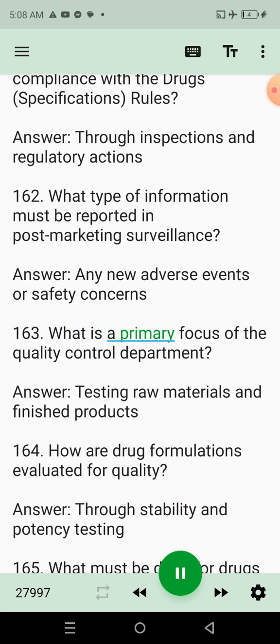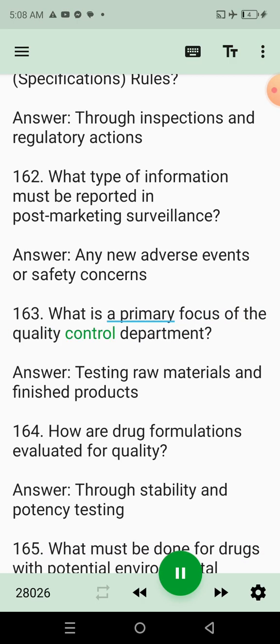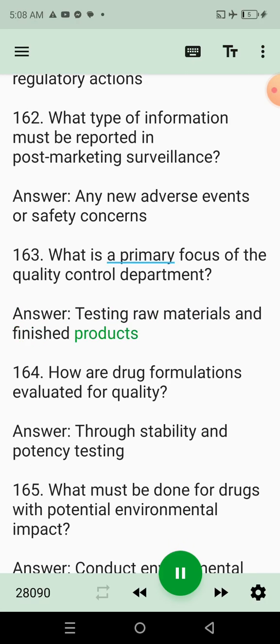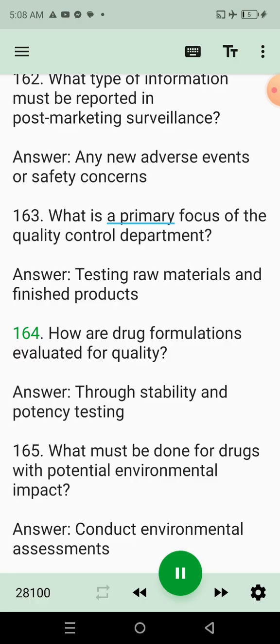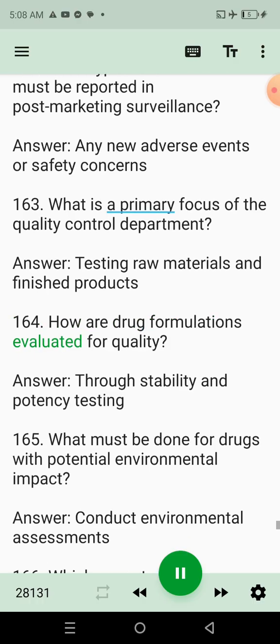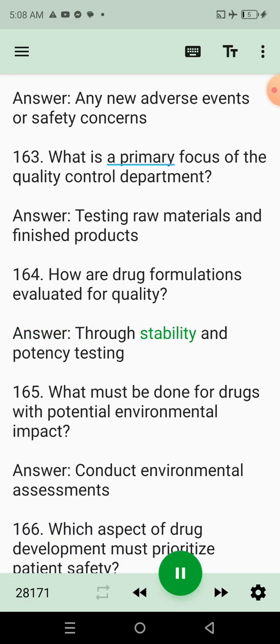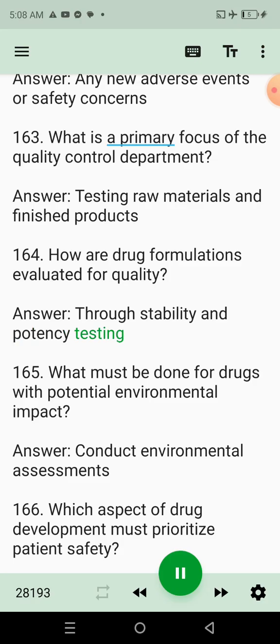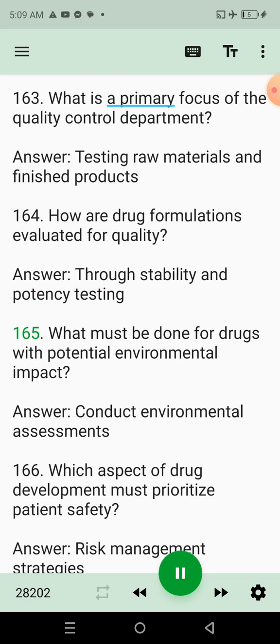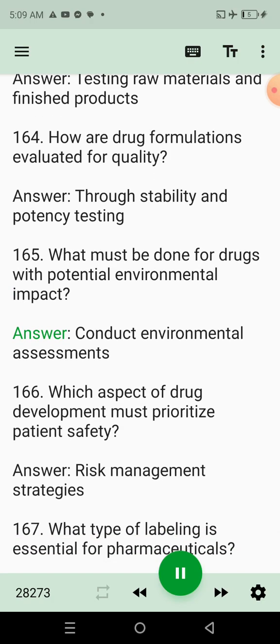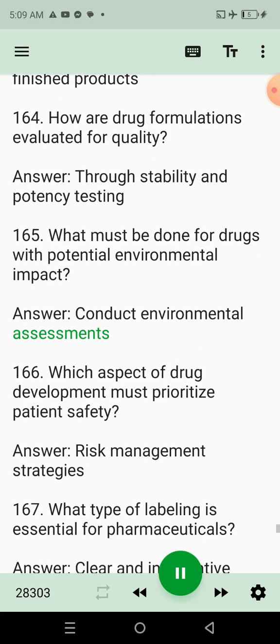163. What is a primary focus of the Quality Control Department? Answer: testing raw materials and finished products. 164. How are drug formulations evaluated for quality? Answer: through stability and potency testing. 165. What must be done for drugs with potential environmental impact? Answer: conduct environmental assessments.